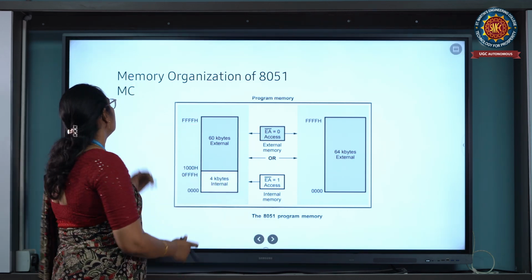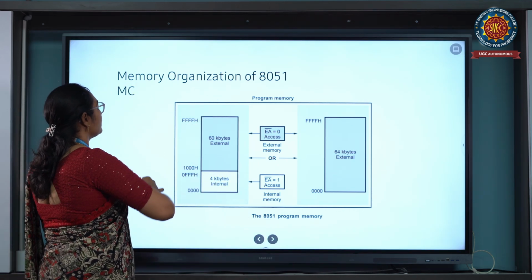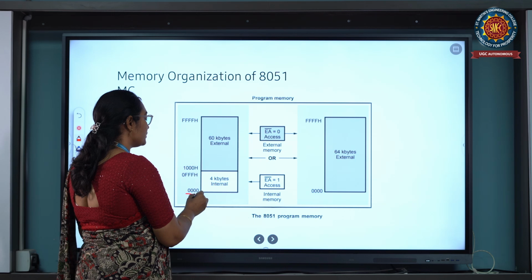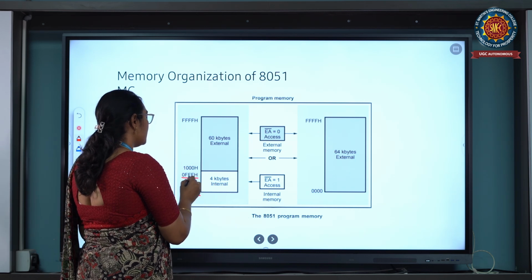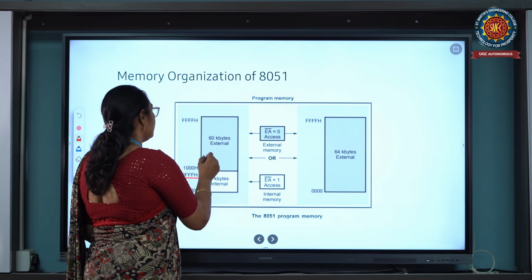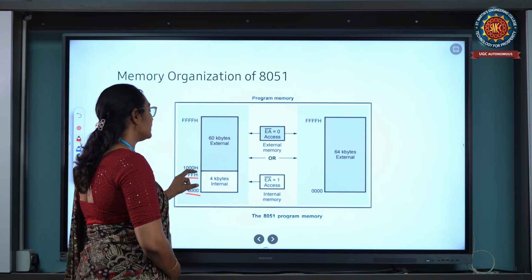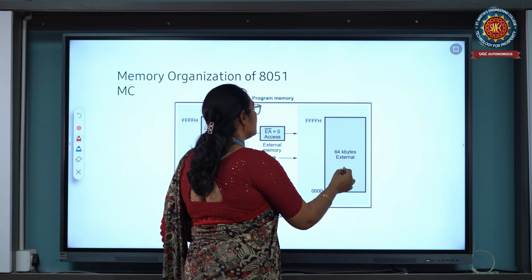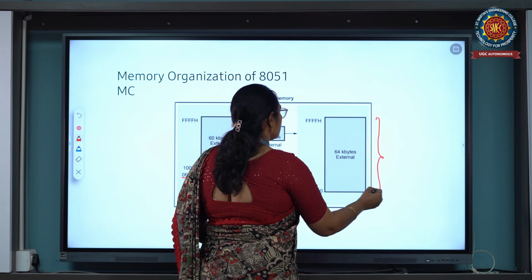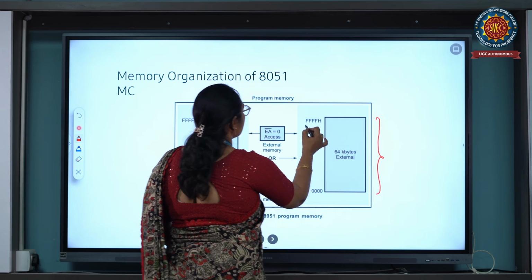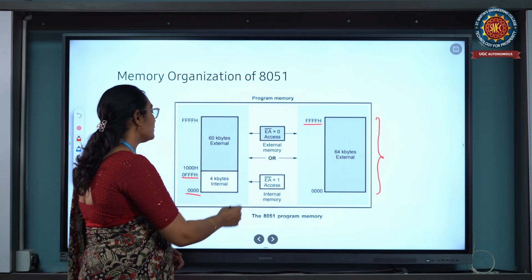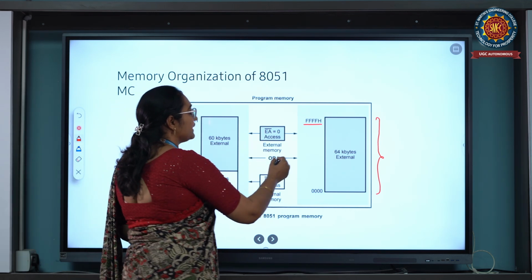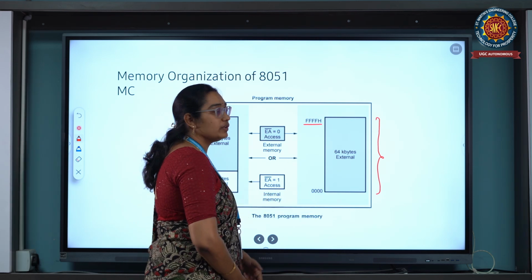Next, the memory organization of the 8051 microcontroller. It consists of 4 kilobytes of internal memory, which ranges from 0000 to 0FFFH, and when the user writes instructions beyond these 4 kilobytes, he uses the 60 kilobytes of external memory, with 64 kilobytes of memory ranging from 0000 to FFFFH, the hexadecimal address of the memory. When EA equals 1, then only he can access the internal memory. When EA equals 0, he can access the external memory of 64 kilobytes.